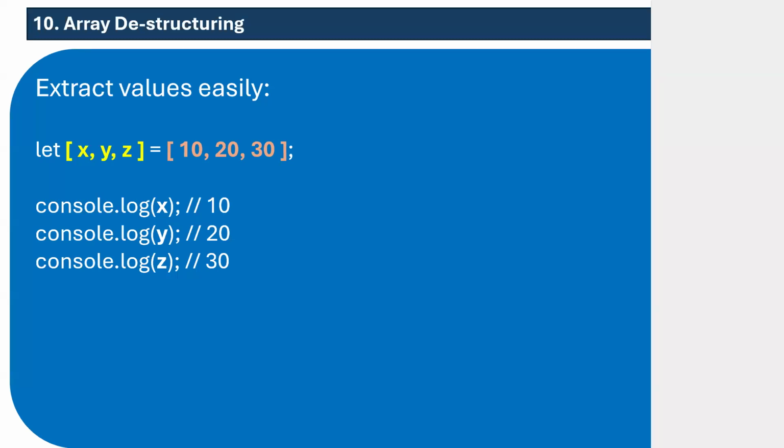So I don't want to elaborate this. A simple topic, destructuring, is nothing but unpacking your array values into individual variables. Unpacking your array elements into individual variables is called destructuring.